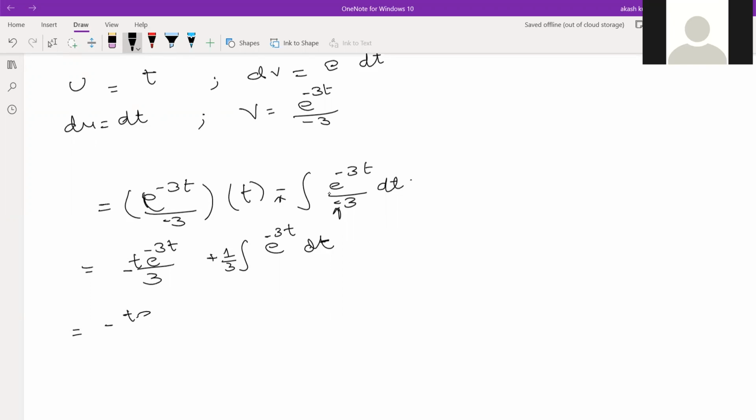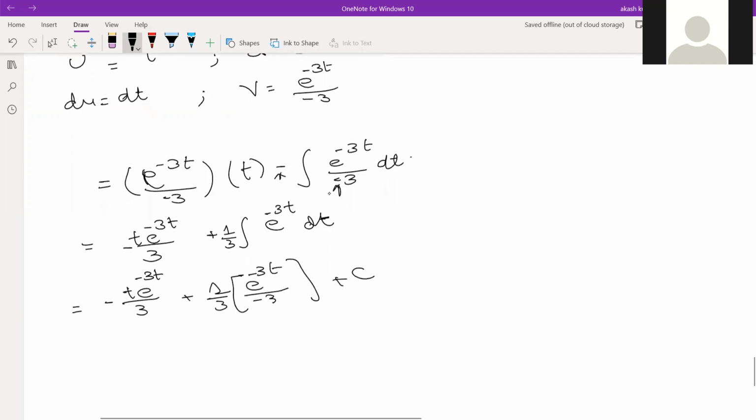So minus t e to the power of minus 3t over 3, plus 1 over 3 times the integral of e to the power of minus 3t, which is e to the power of minus 3t over minus 3, plus the integration constant C. Why don't we integrate by parts twice here?